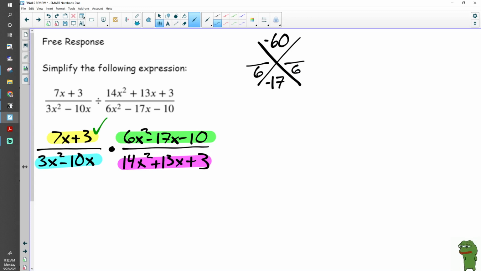Now negative 60 has a lot of factors. If you look on your factor sheet, there's a big list of them. But the only one that works is if we have negative 20 and 3. Negative 20 times 3 is negative 60. Negative 20 plus 3 is negative 17. Finding those two numbers is just trial and error. You check your factor sheet and try all your pairs until you find one that works.